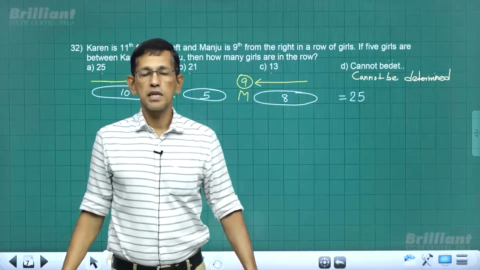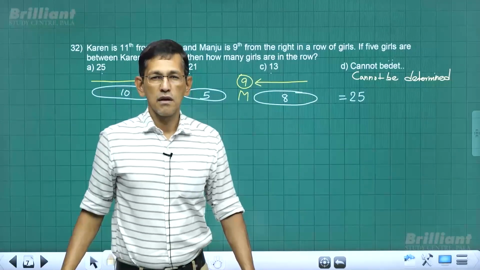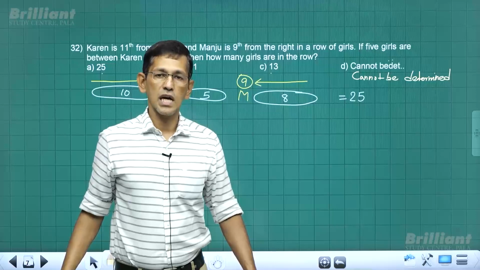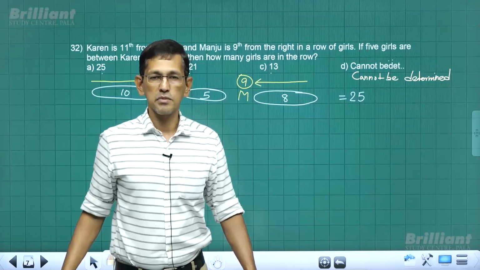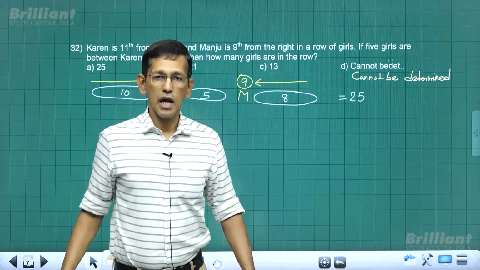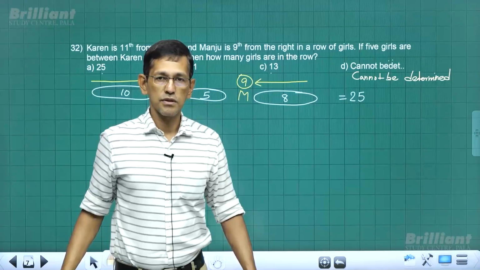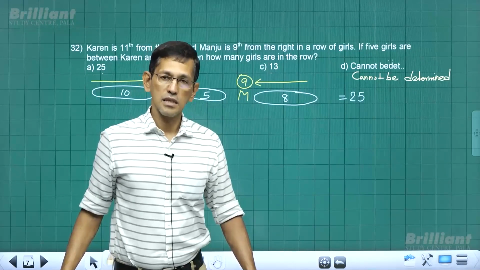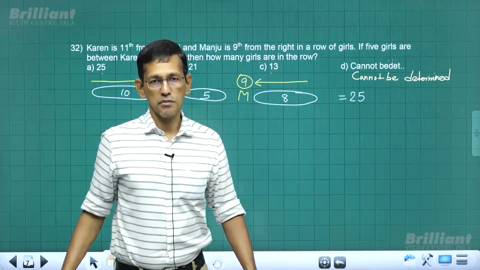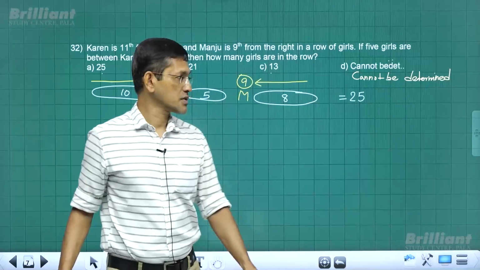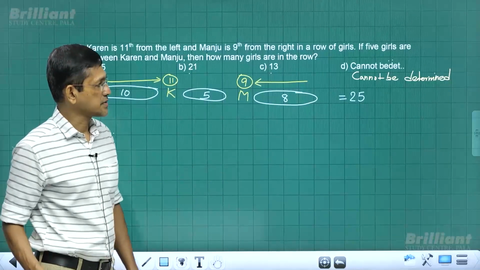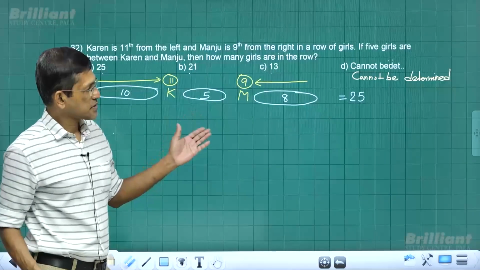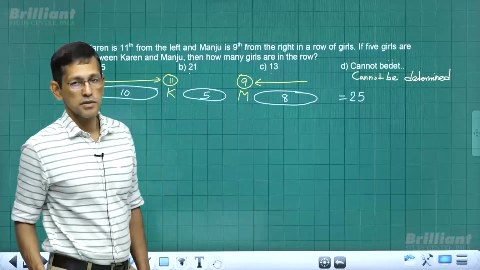Cannot be determined indicates a possibility of a second answer choice. Cannot be determined means if there is more than one answer choice, then we cannot say which one is the correct answer, the exact answer. That's a situation where we use cannot be determined or data inadequate. In this case, we don't have the answer choice data inadequate. But what we have given to us is cannot be determined.